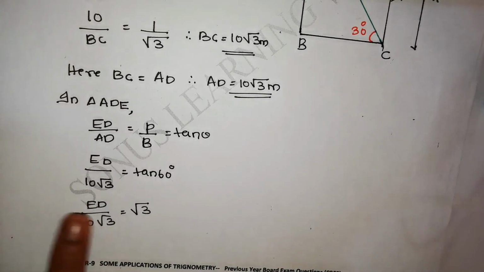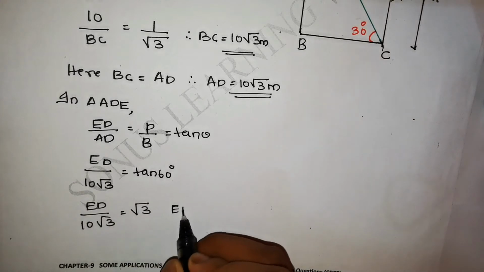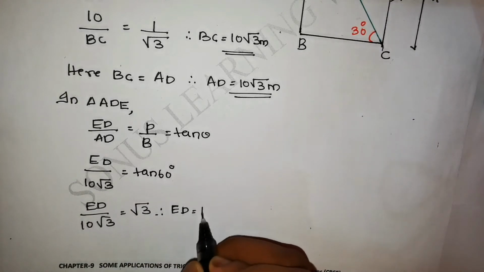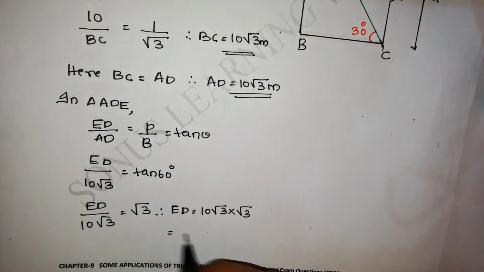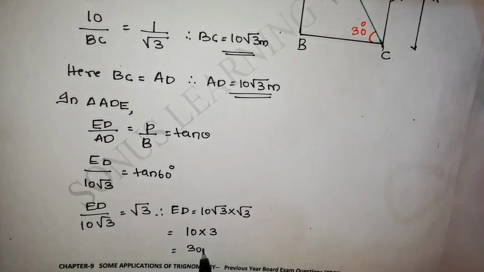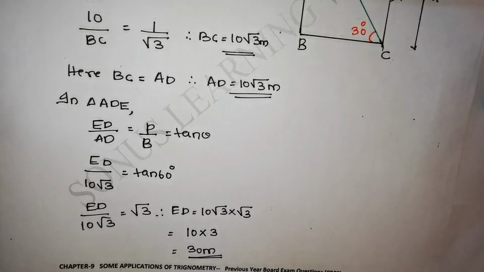ED is equal to 10 root 3 into root 3. What is root 3 into root 3? 10 into 3. That is equal to 30 meter. So, we got the value of ED as 30 meter.